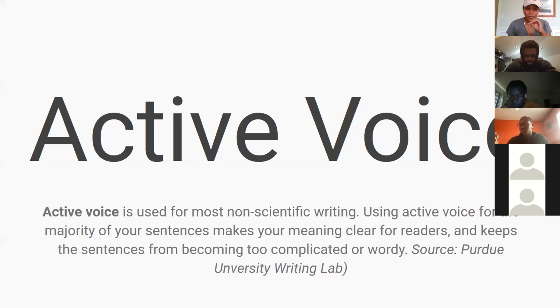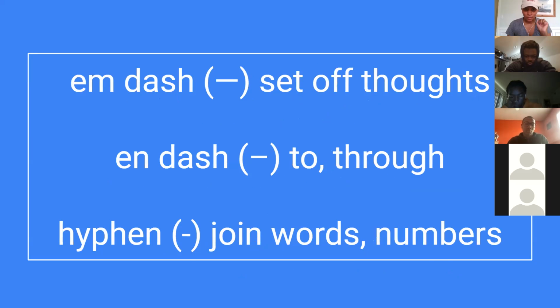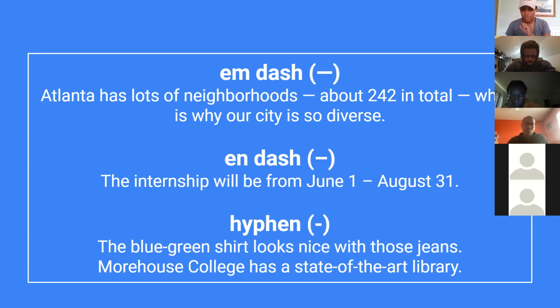Hyphen. Remember, a hyphen is just joining words and numbers. So the blue-green shirt looks nice with those jeans. It's not a blue shirt. It's not a green shirt. It's a blue-green shirt. That's what it is. So I joined the two words together, and now we have one thing describing shirt, and that's blue-green.